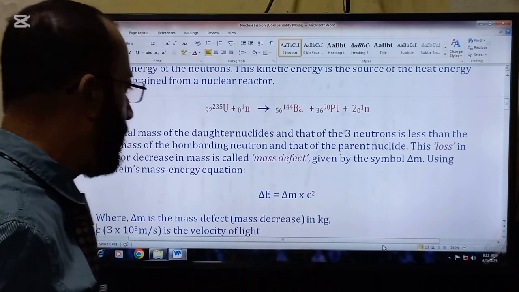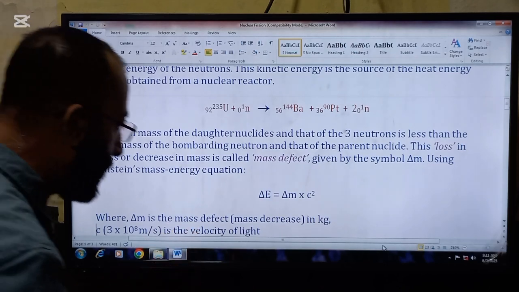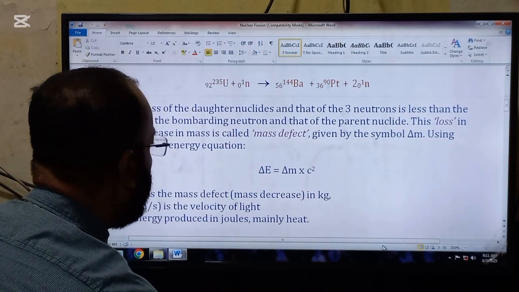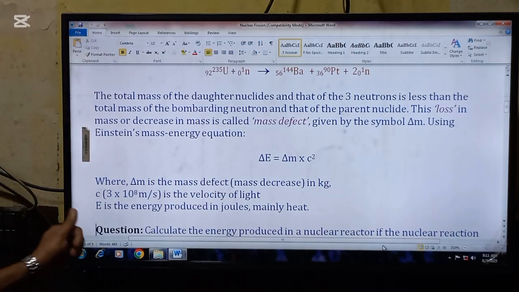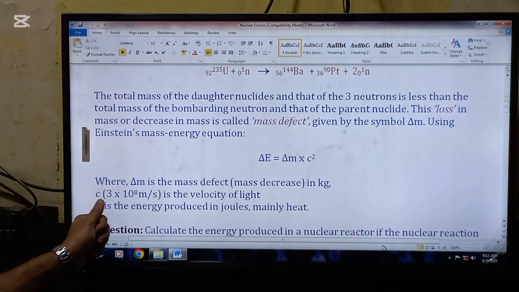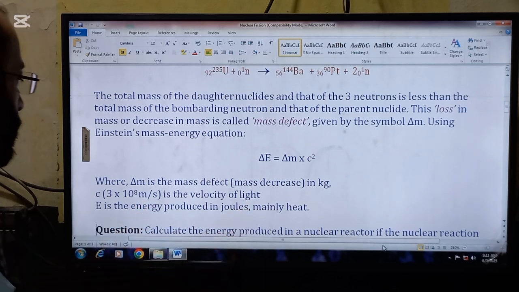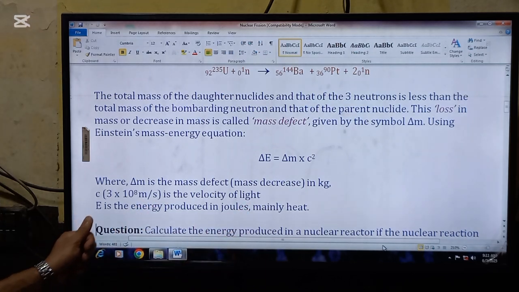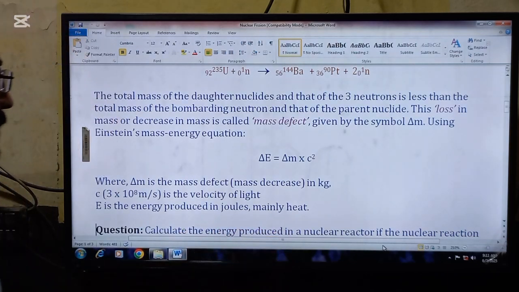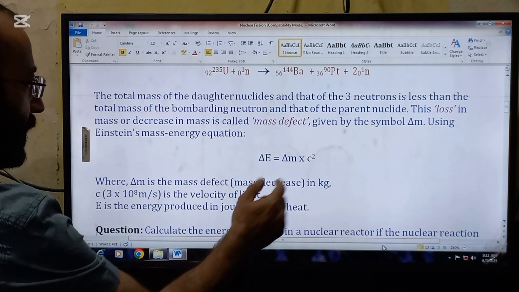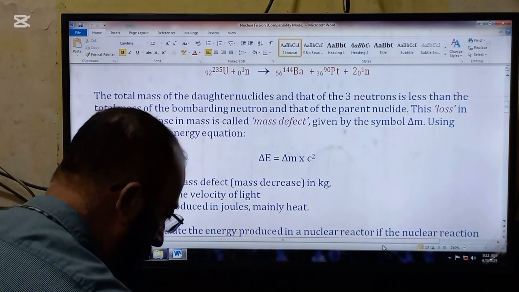So E is equal to mc squared, where delta M is the mass defect, that is the mass decrease in kilograms. C is 3 multiplied by 10 raised to power 8 meters per second, the velocity of light, and E is the energy produced in joules, mainly heat. So E is the energy, M is the mass defect, and C is the velocity of light.